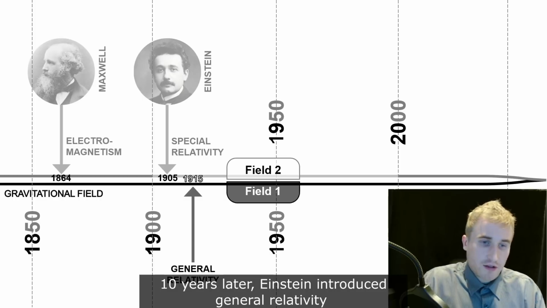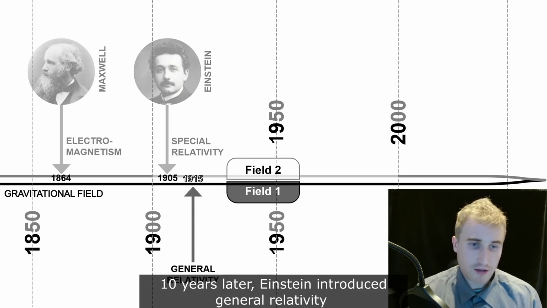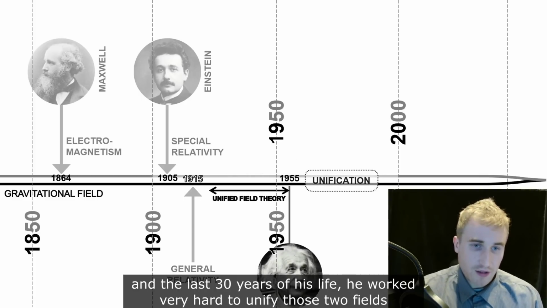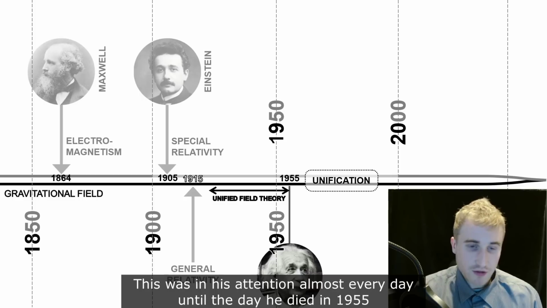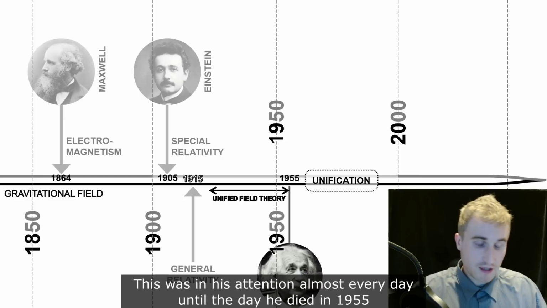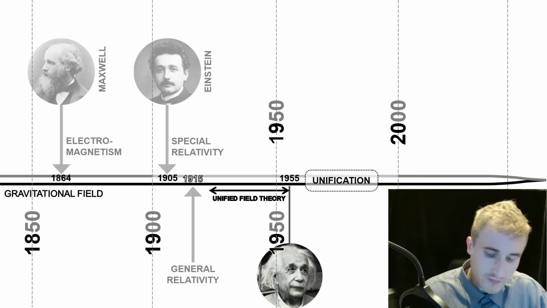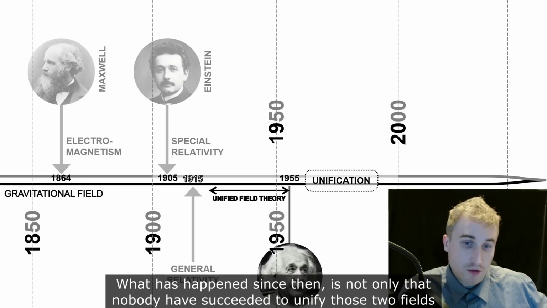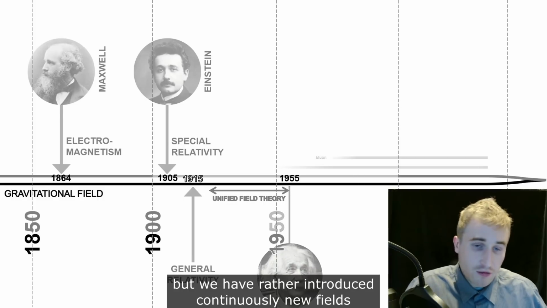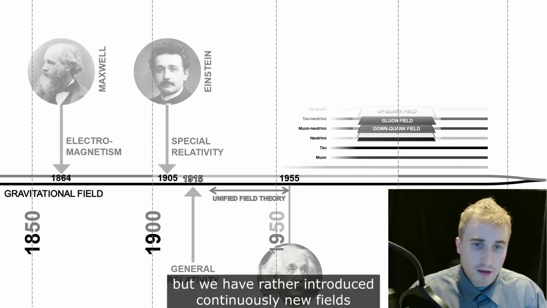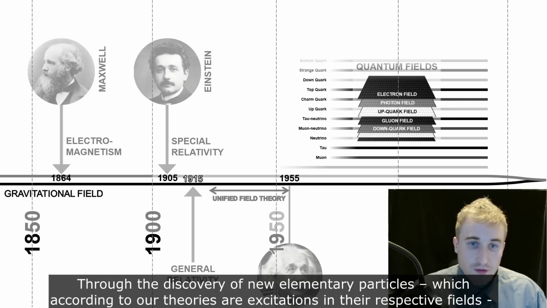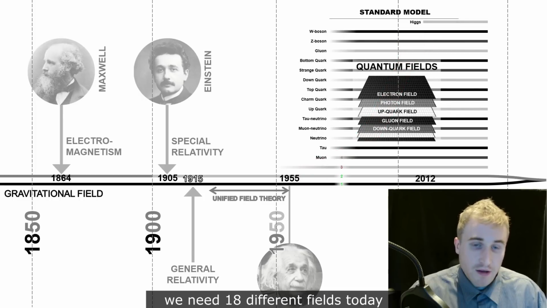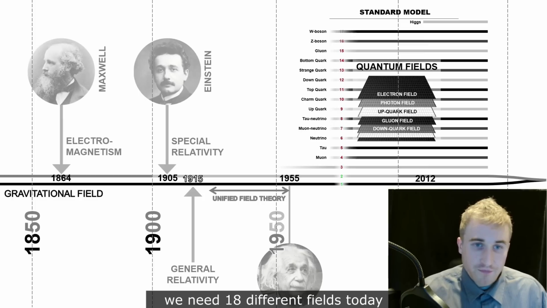10 years later, Einstein introduced general relativity, and the last 30 years of his life he worked very hard to unify those two fields. This was in his attention almost every day until the day he died in 1955. What has happened since then is not only that nobody has succeeded to unify those two fields, but we have rather introduced continuously new fields through the discovery of new elementary particles, which according to our theories are excitations in respective fields. We need 18 different fields today.